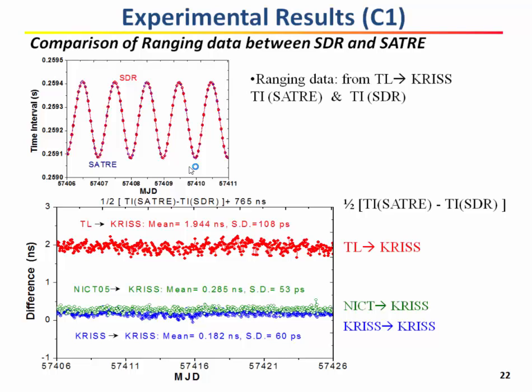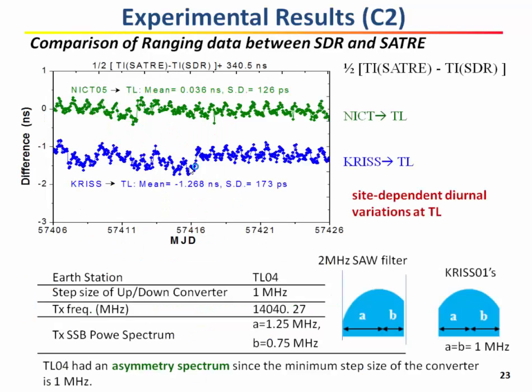So we maybe find the TL C3 data may have some site-dependent variations. Here is another result showing the data obtained by the TL. The signal is transmitted by NICT and then received by the TL station. And here it is transmitted by the KRISS and received by TL station. We can find that both of them have the diurnal here. So I just want to tell you that the data of the C3 is more sensitive to site-dependent diurnal variations. But with the SDR, we have reduced this effect.